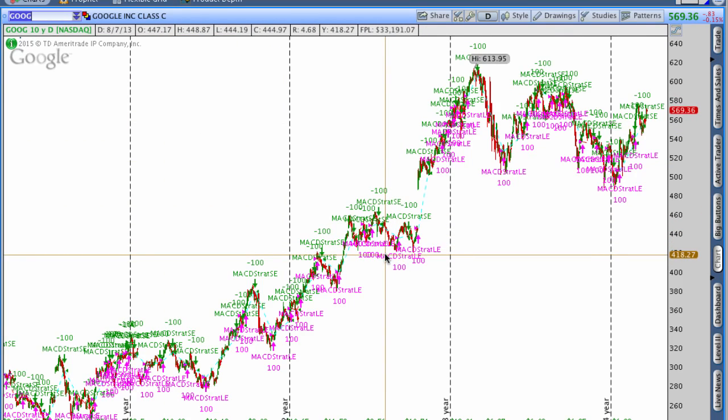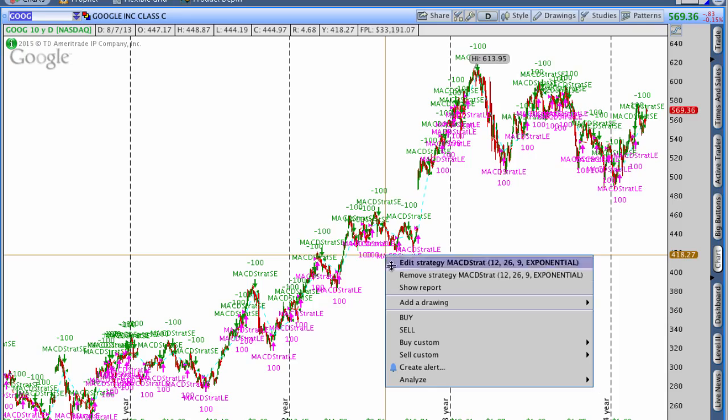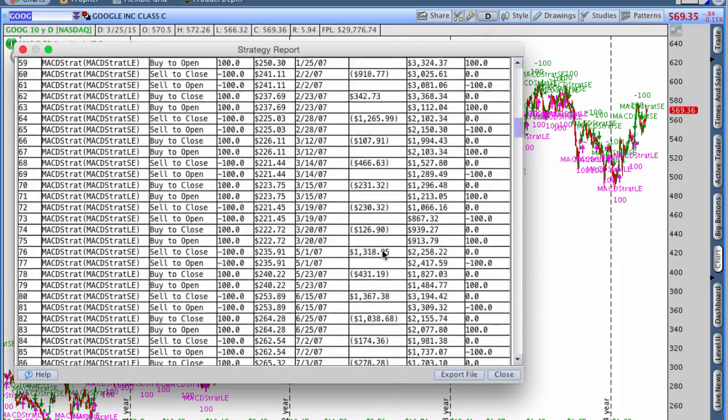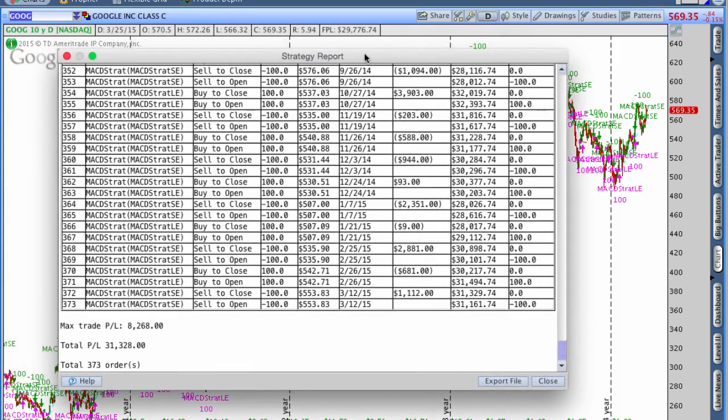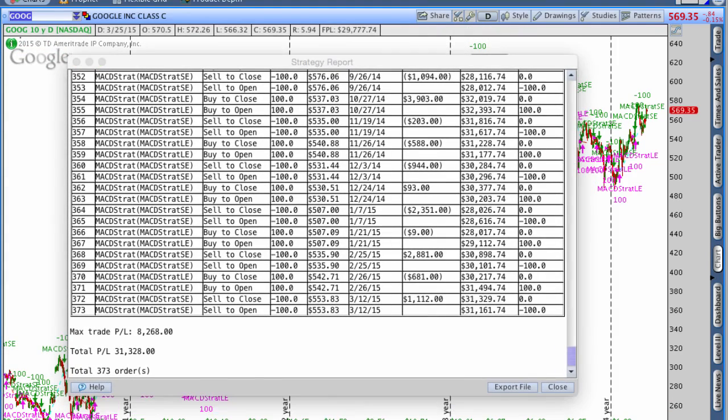Again, we can do the same thing. We can just right click on any of these wordings and go down to show report. It's going to give us the aggregate report of our potential profit and loss trading MACD with Google. Now you can see with Google versus the S&P 500, your total P&L was $31,328. Much, much better than if you were to trade MACD on the S&P.